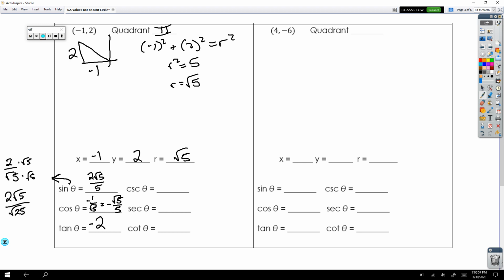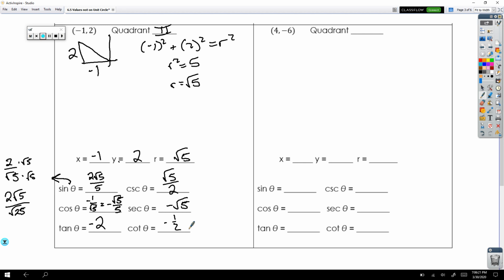And then the reciprocals aren't that bad either because it puts the radical on the top. So cosecant would be r over y, so root 5 over 2. Secant, r over x, so we would have root 5 divided by negative 1, which would just be negative root 5. And then lastly, x over y, so negative 1/2.